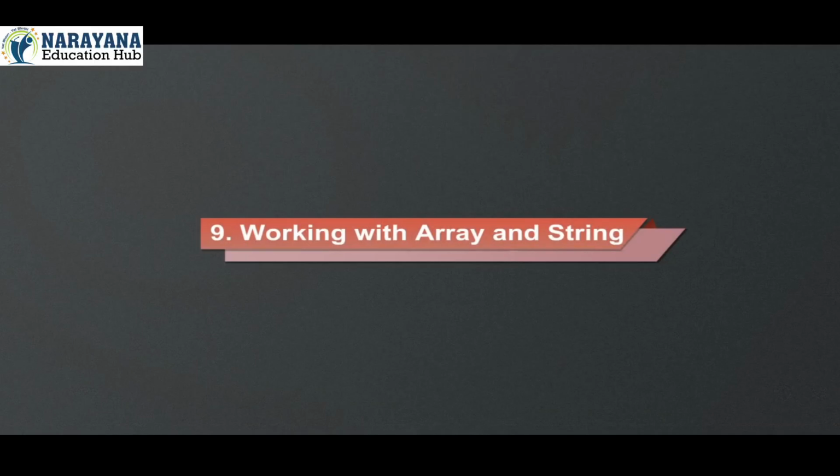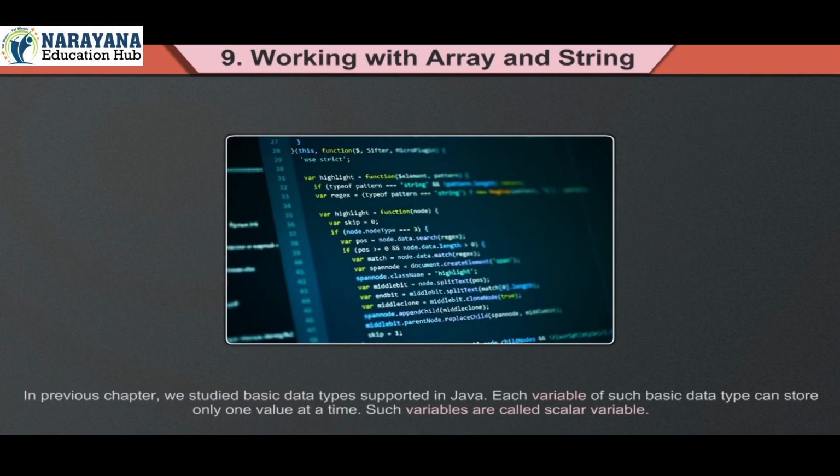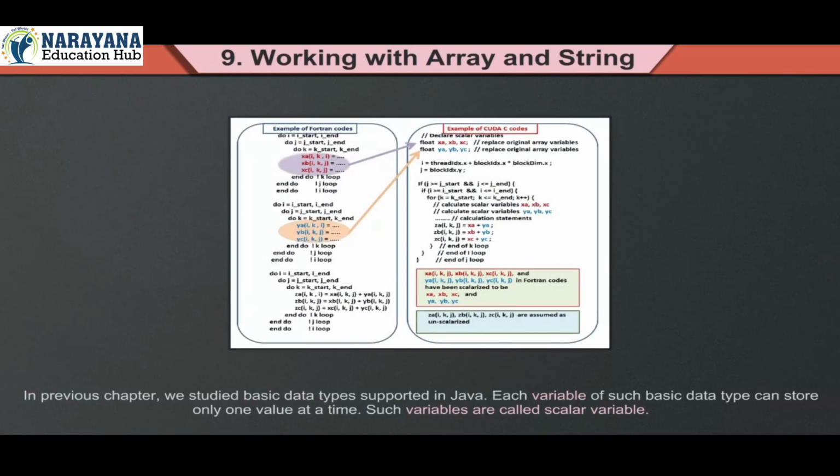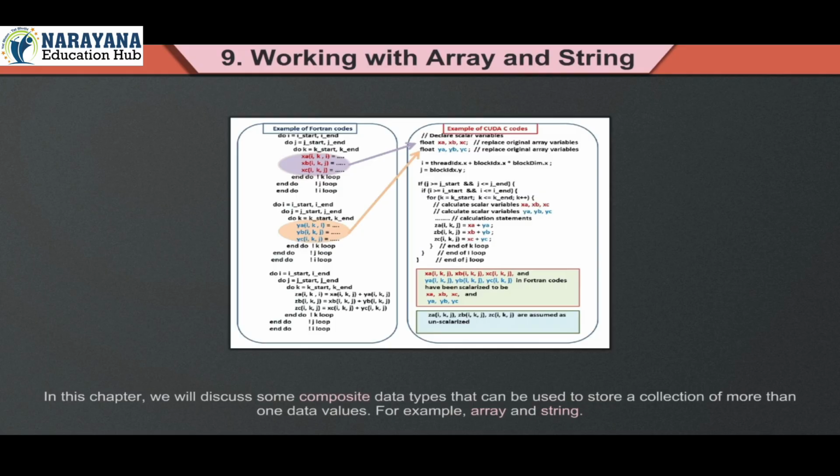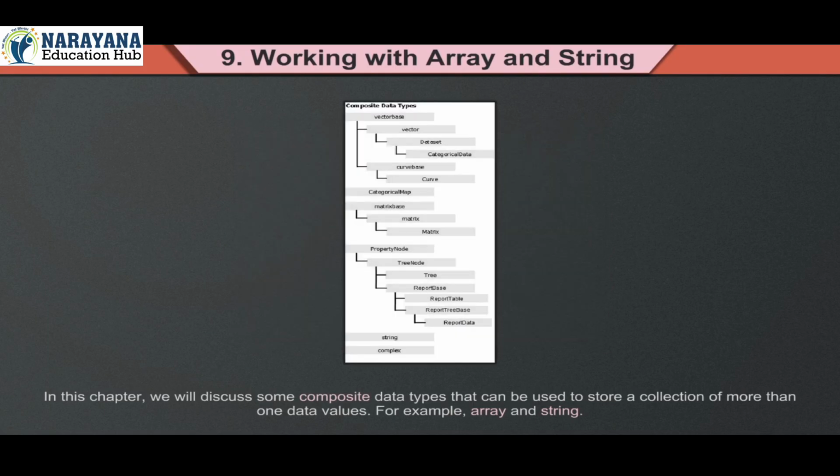Chapter 9. Working with Array and String. In the previous chapter, we studied basic types supported in Java. Each variable of such a basic data type can store only one value at a time. Such variables are called scalar variables. In this chapter, we will discuss some composite data types that can be used to store a collection of more than one data value. For example, array and string.